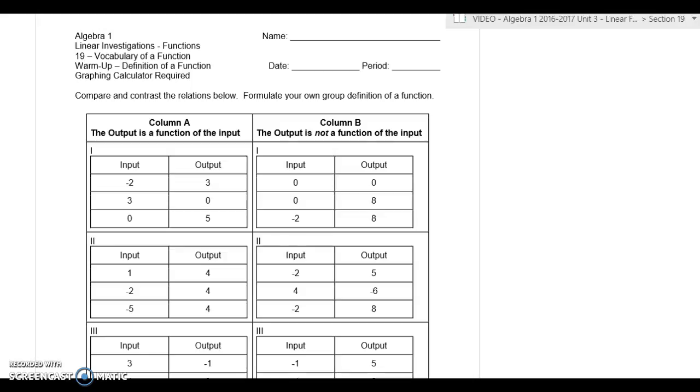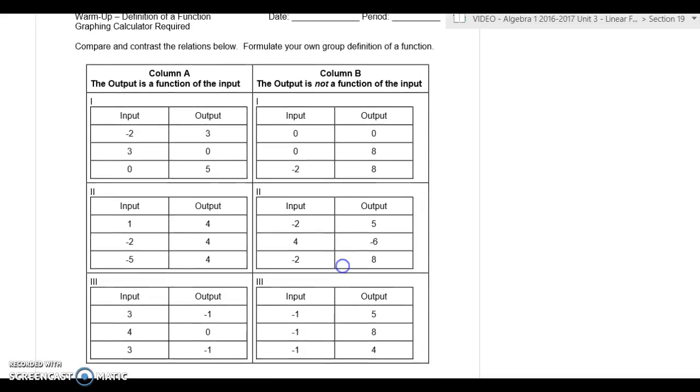So on our warm-up here, we have two columns. We have column A and column B. In column A, each of these relations here, so relation 1, 2, and 3, each of those is a function. The output is a function of the input. And in column B, the output is not a function of the input. So we're trying to come up with a definition of what a function actually is.